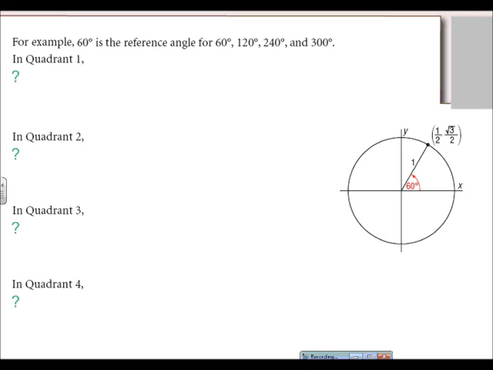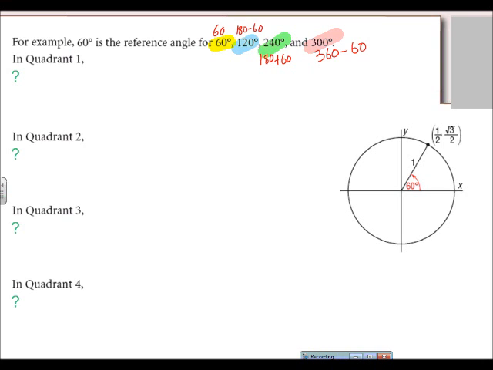So for instance, let's look at an example of 60 degrees. The 60 degrees is your reference angle for quadrant 1, quadrant 2, quadrant 3, and quadrant 4 answers. Or in other words, reference angle is 60, 180 minus 60 to get into the second quadrant, 180 plus 60 to get into the third quadrant, 360 minus 60 to be in the fourth quadrant.